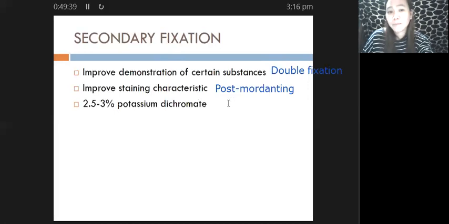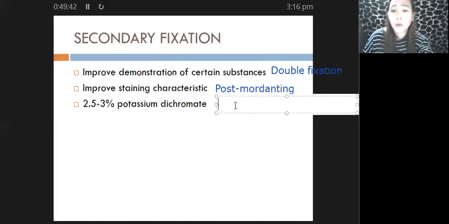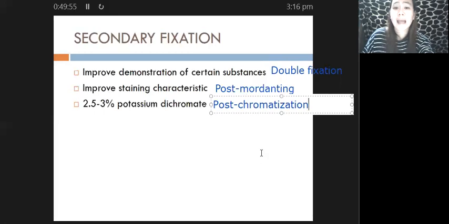Okay, and then a specific type of post-mordanting is referred to as your post-chromatization. All right? So it has the same purpose as that of your post-mordanting, since it falls under post-mordanting. Right? So if, for example, the substance that is used to improve the staining characteristic of your tissue sample is 2.5 to 3% potassium dichromate, then that specific post-mordanting procedure that you are performing is referred to as post-chromatization.